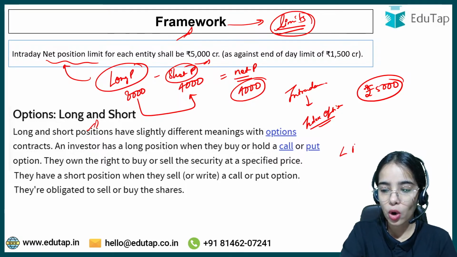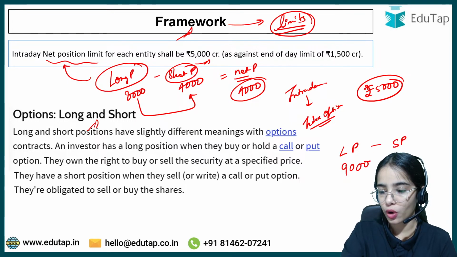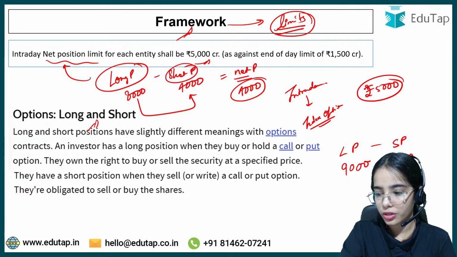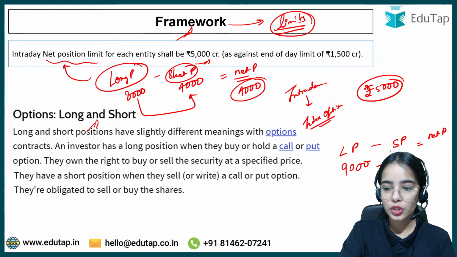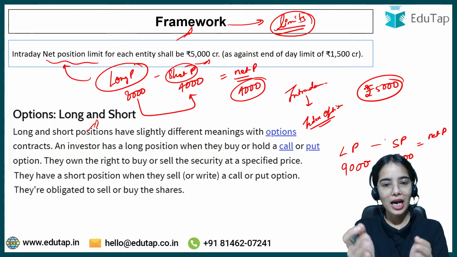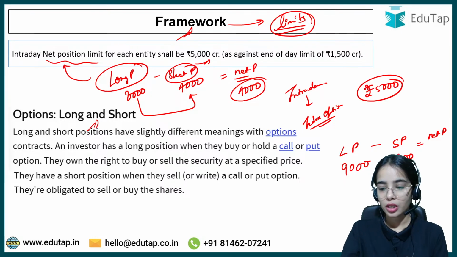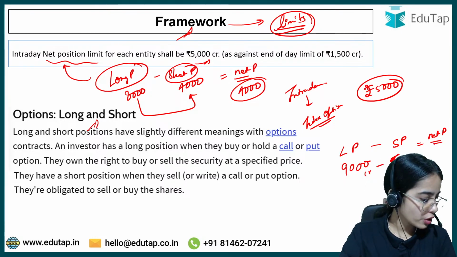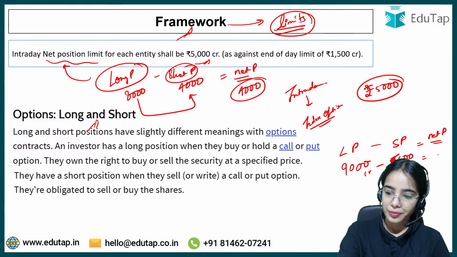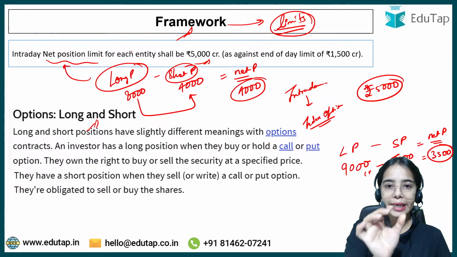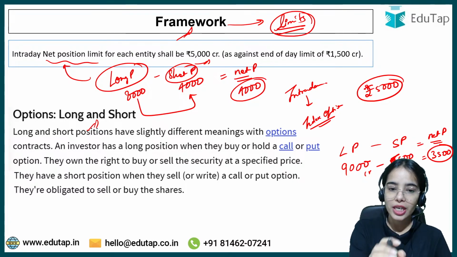Let's say I have a long position of 9,000 and a short position of 5,500 crores. Now what is the net position that I have? I have a long position of 9,000 and a short position of 5,500 crores. So that means I have a net position of 3,500. So the intraday net position limit for each entity shall be 5,000 crores.